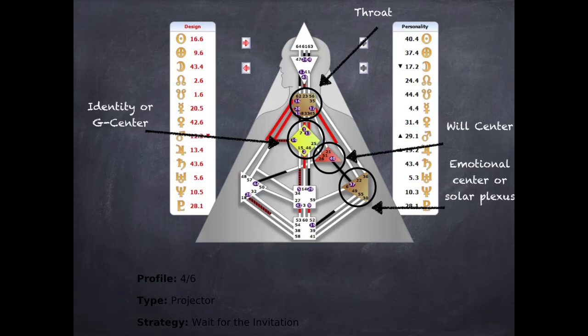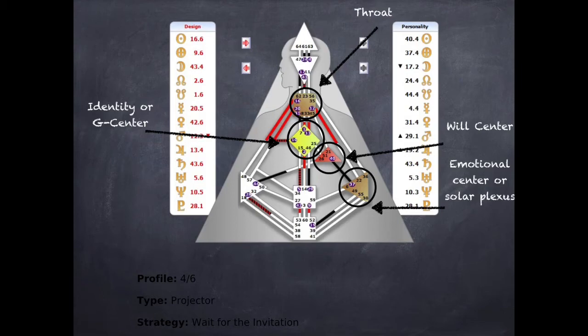Someone with a defined identity may be more certain about who they are and also the direction in life. And it may be easier from an early age to decide their career path or what they want to do with their lives. And when you have a defined throat that isn't motorized, this is just a specific way of the way you interact or the way you speak to people.